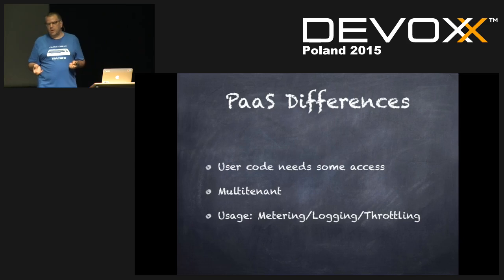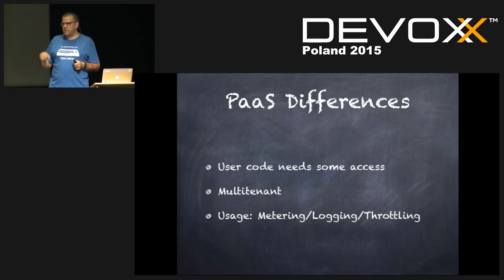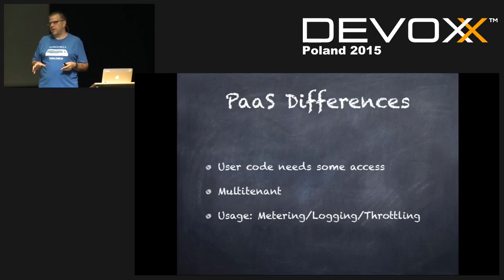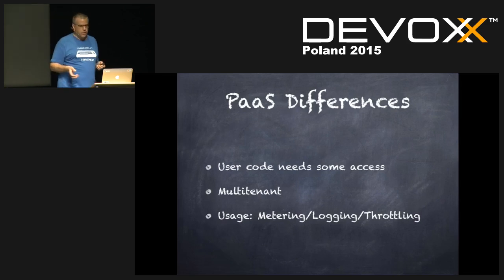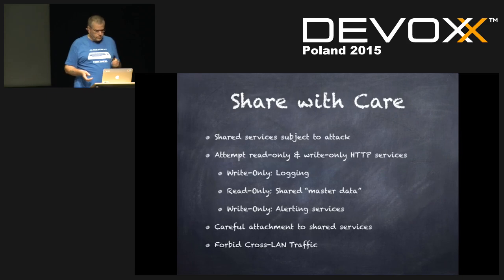One of the things that's nice about Docker is it allows you to do all three of those. You can meter the CPU utilization on a per-container basis. You can log resource utilization on a per-container basis. And you can also throttle CPU utilization, memory utilization, and other resource utilization on a per-container basis. So when you're building a shared service, you want to share with care.